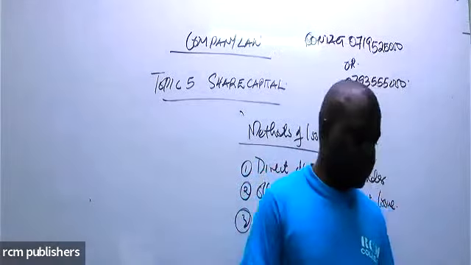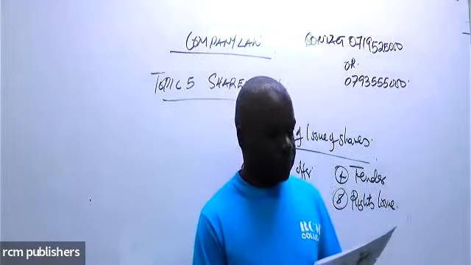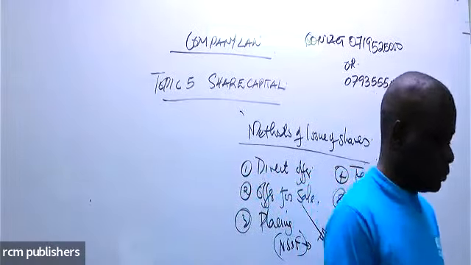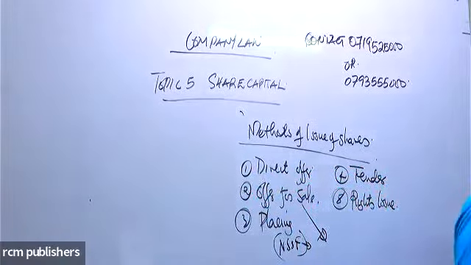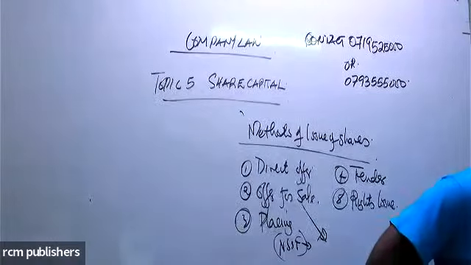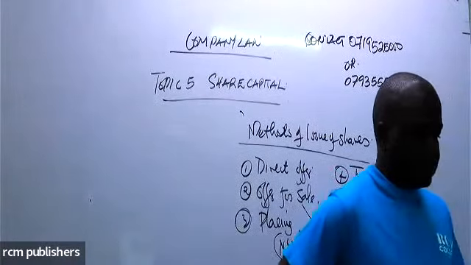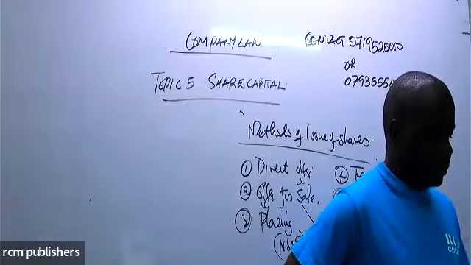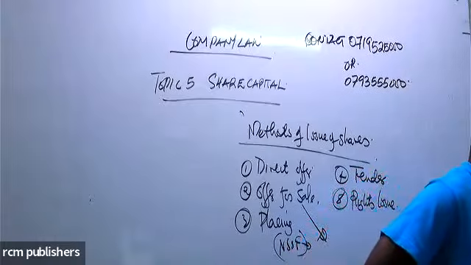Offer by tender. This is where tenders are invited and the shares are sold to the highest bidder. It is meant to ensure that the highest possible price is obtained and to discourage stags who apply for speculative purposes.